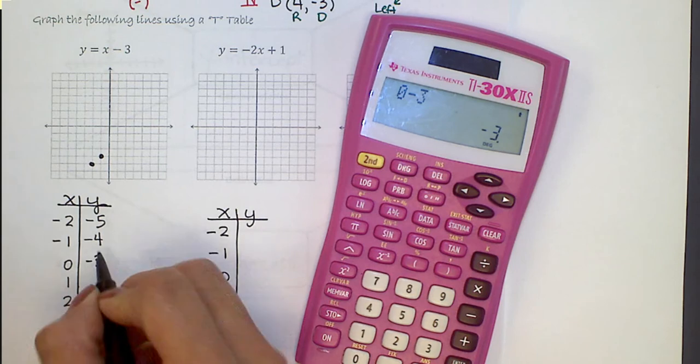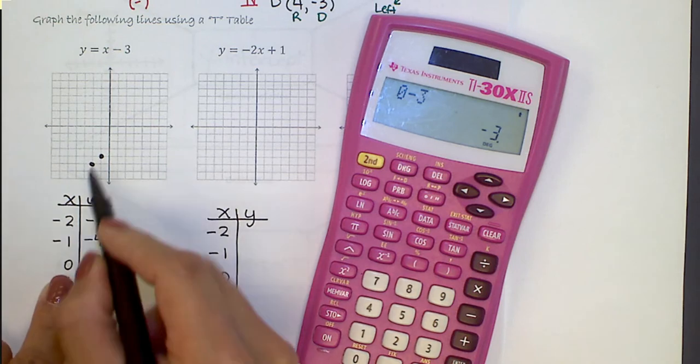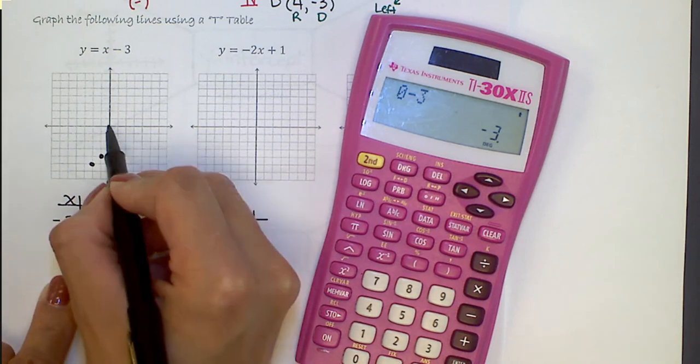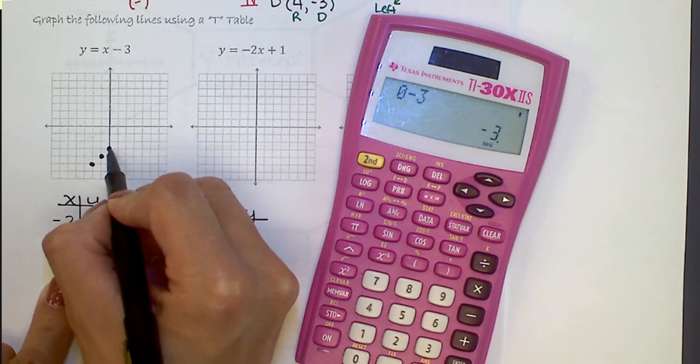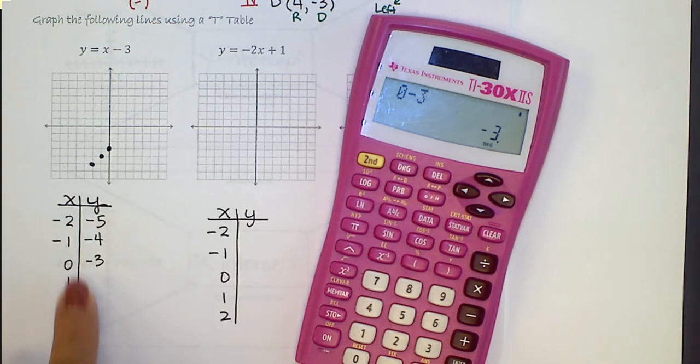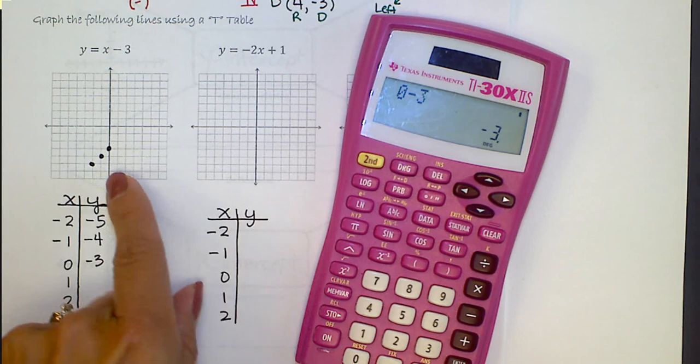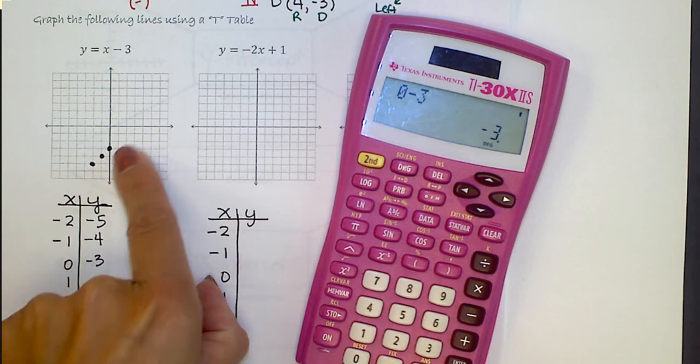So remember, 0 for x means do not move right or left. And -3, 1, 2, 3. You're probably noticing a pattern right now, and you might be able to guess the next number. And also, as you're graphing, you should remember these are going to be going in a straight line.